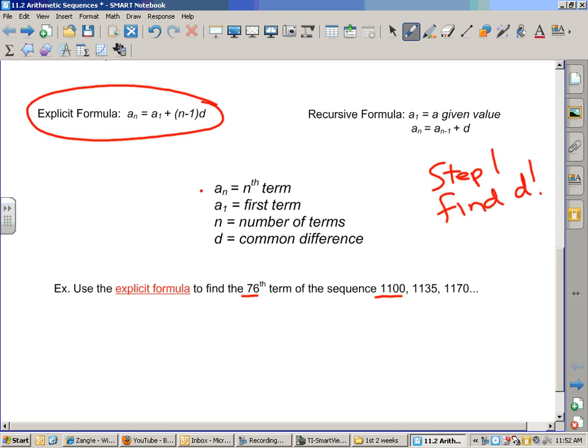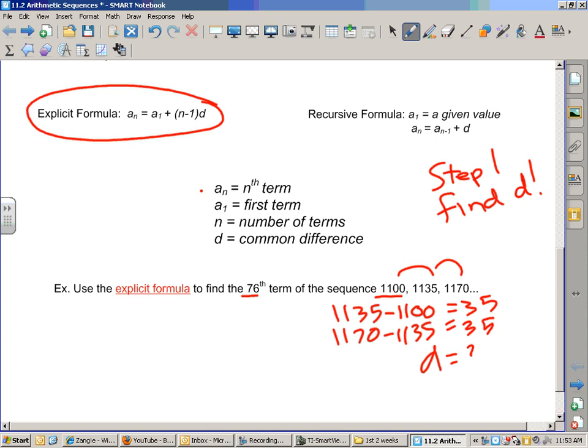Okay, so I'm going to take the second term, which is 1,135, and I'm going to subtract the term in front of it, which is 1,100. And that's going to give me 35. Just to make sure we still have an arithmetic sequence, I'm going to check it with the other. 1,170 minus 1,135 also gives me 35. So we know that D equals 35.